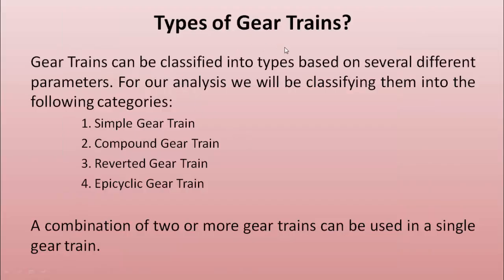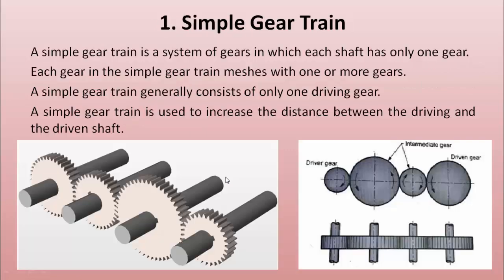So what are the different types of gears? There are several different types of gear trains, but for our syllabus we will be focusing only on these four main types: the simple gear train, the compound gear train, the reverted gear train, and the epicyclic gear train. Out of these, the epicyclic gear train is the most commonly asked question in your exam. These three gear trains are generally never asked, but the epicyclic gear train is always asked in your exam, generally for 8 to 10 marks.